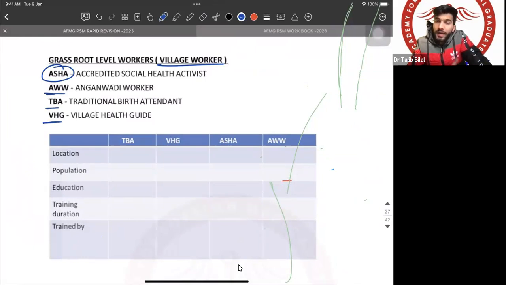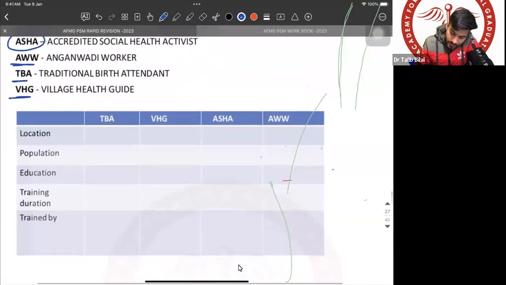Again, the question in the NMCA was, which of the following is not at village level? What was the answer, if you are doing the PYQs? ANM. You have been through these questions, guys? Yes. So these are all grassroots level workers or the village workers.